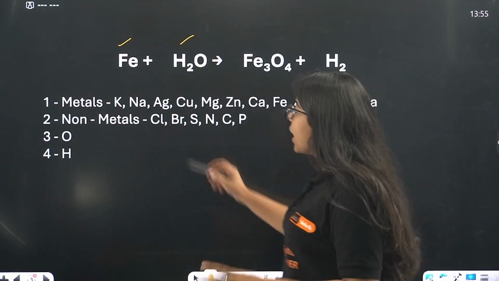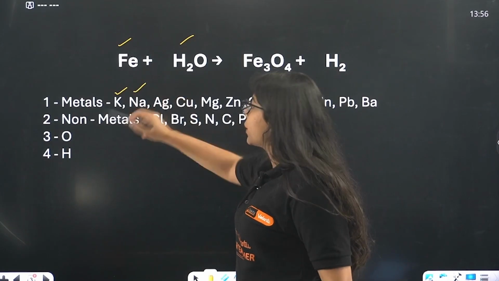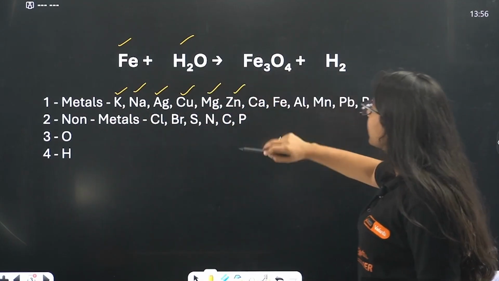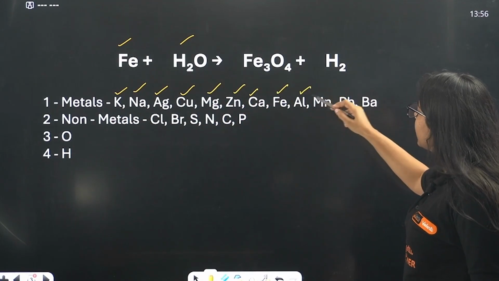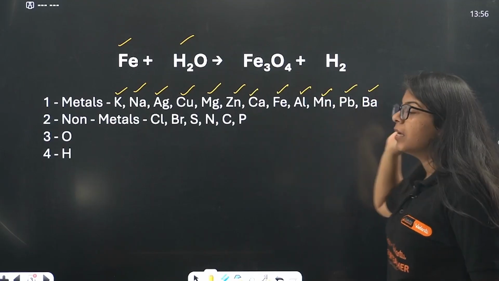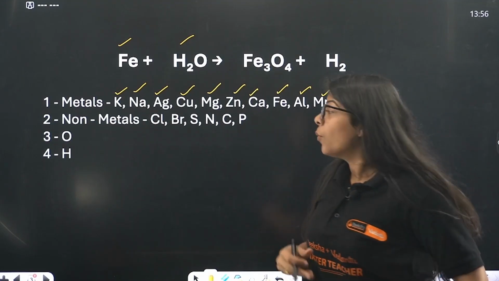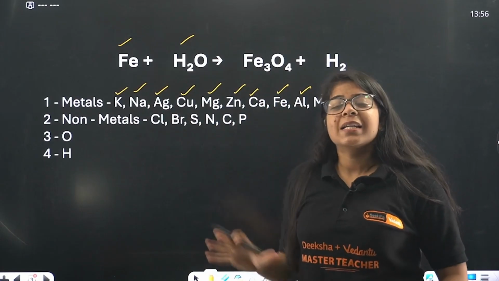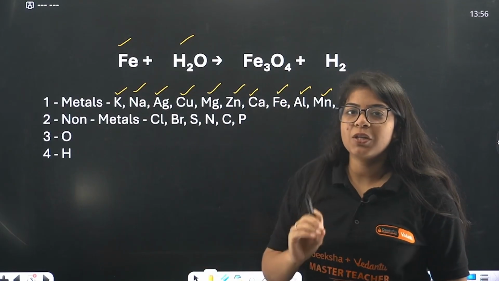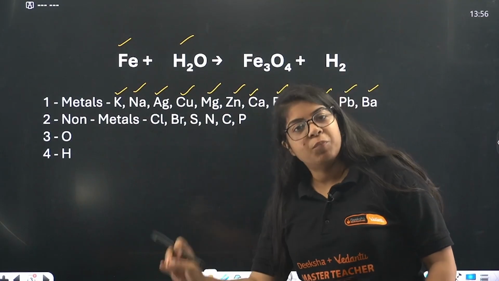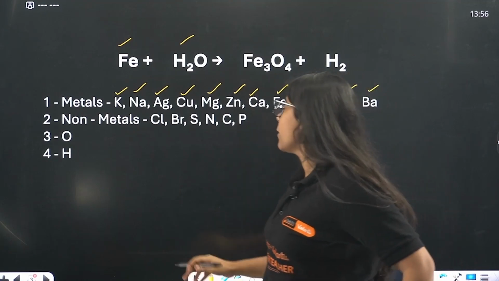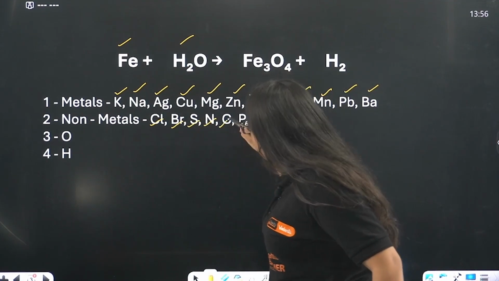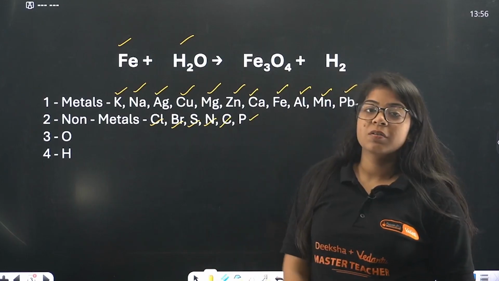What are metals? K, potassium, sodium, silver, copper, magnesium, zinc, calcium, iron, aluminium, manganese, lead, barium. These are metals. What are some of the non-metals? Of course, there are many more metals, but these are the prominent ones which will come in your exam, in your book. Then we have chlorine, bromine, sulfur, nitrogen, carbon, and phosphorus.